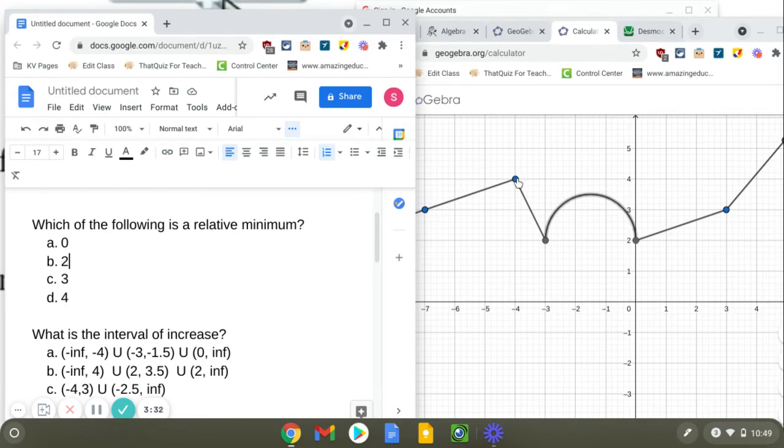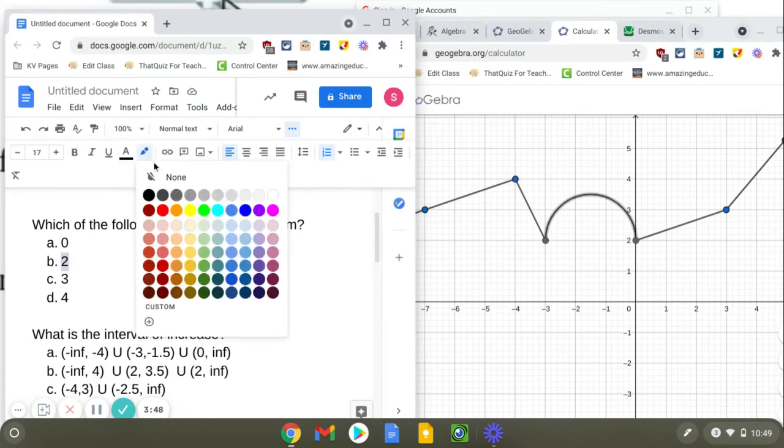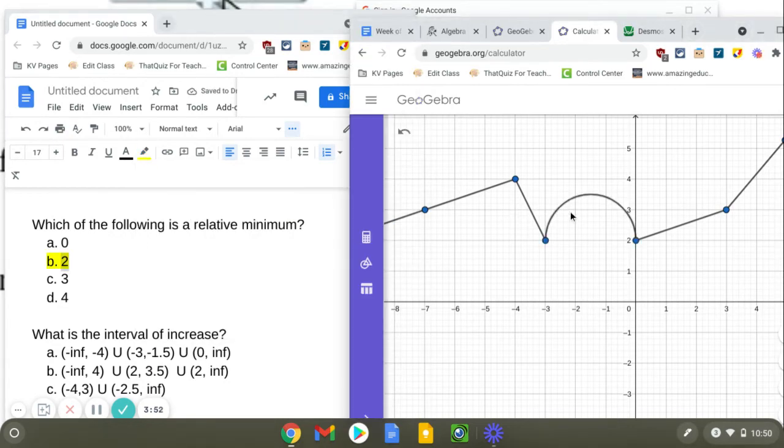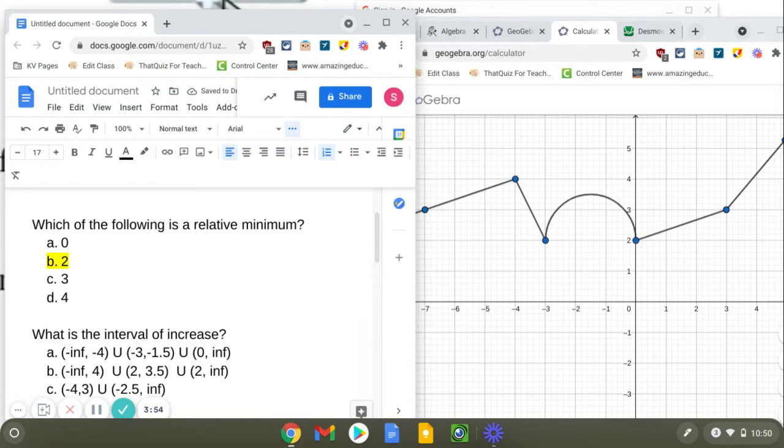3, oh no, this one's 4, so 4 is a relative maximum. And 3, I think they're talking about this one. This one actually doesn't dip, so remember there's not a turning point there, so there's not going to be a relative minimum or maximum. All right, so the y value at the down to up, that's your relative minimum.